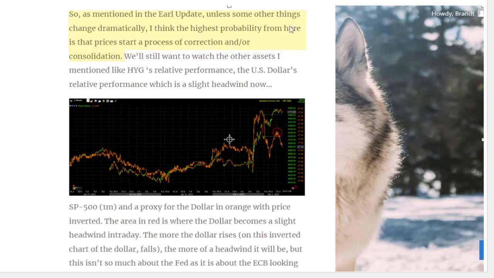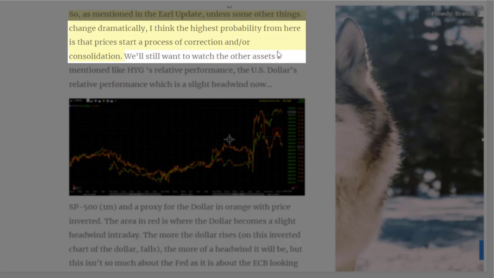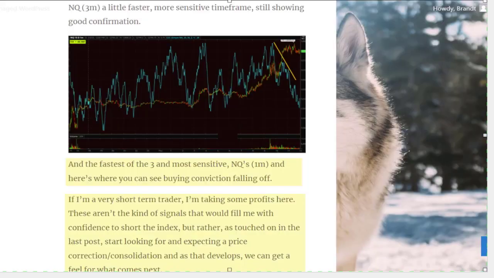So in the early update, unless something changes dramatically, I think the highest probability from here is that prices start a process of correction or consolidation. And this is also in that same post. Here we're looking at the NASDAQ 100 futures and 3C. I like to look at these. They give me a little bit more information, of course, than the cash market because you have all these extra trading hours.